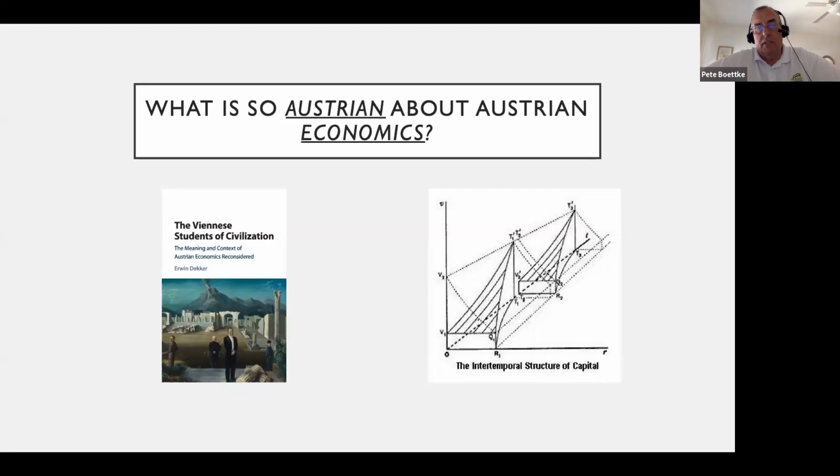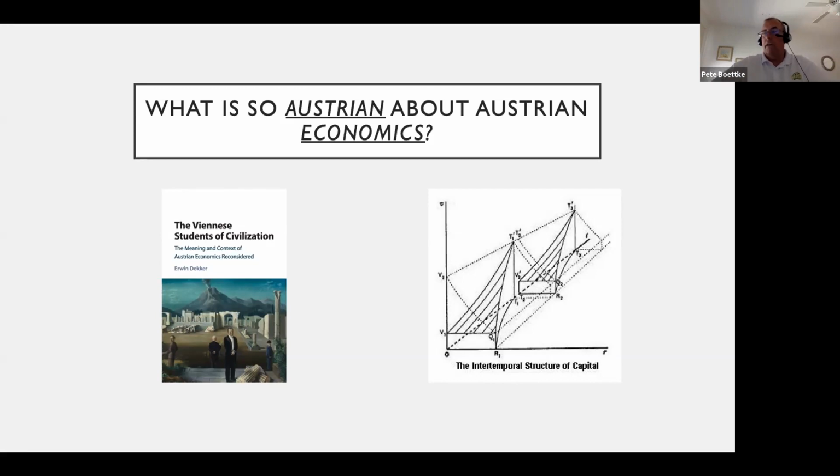But when you ask a question about Austrian economics, one of the questions you need to ask is, what's Austrian about it rather than location? And then what's the economics? And so I have two images here. One of them is from a wonderful book by Erwin Decker, and it's called The Viennese Students of Civilization. Erwin is a professor at Erasmus University in Rotterdam, and what he does in that book is contextualize the Austrian school within the broader intellectual milieu of Vienna at its time and Central European culture in general at that time.